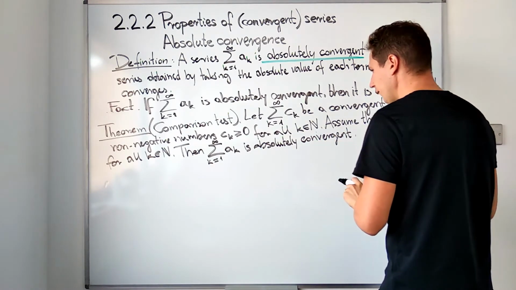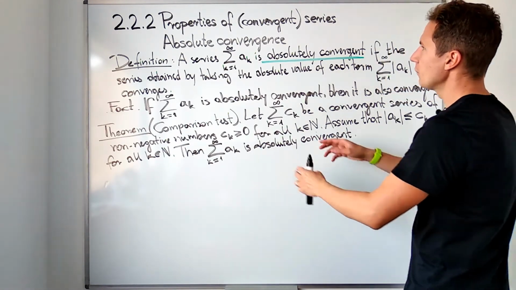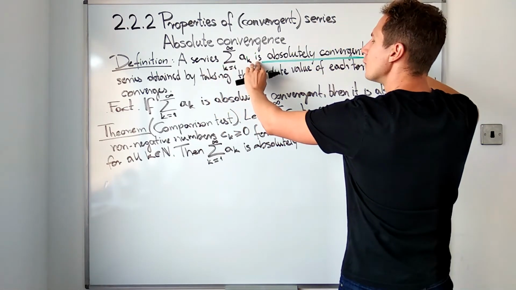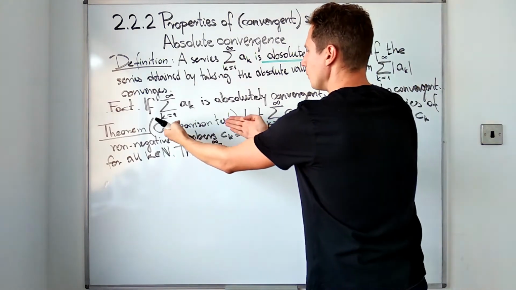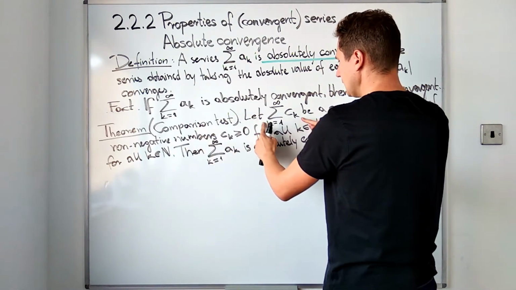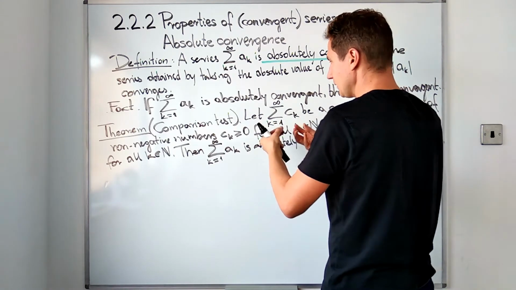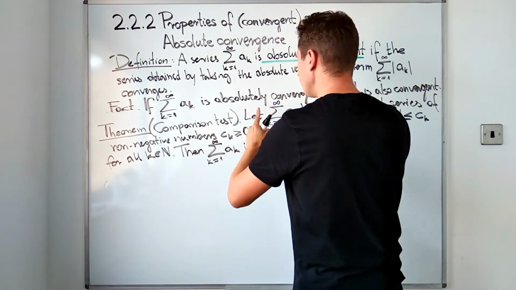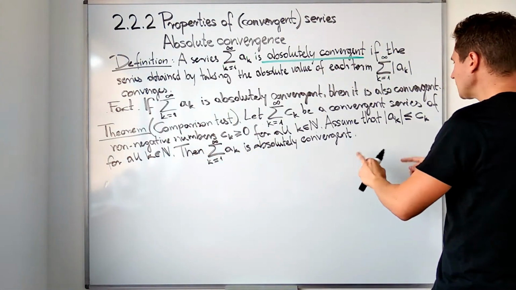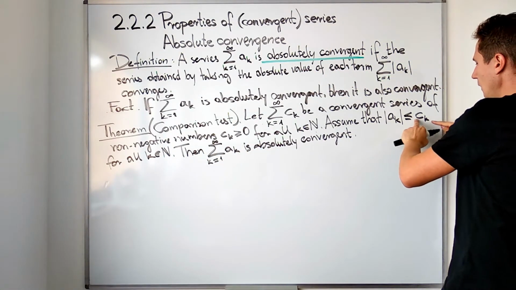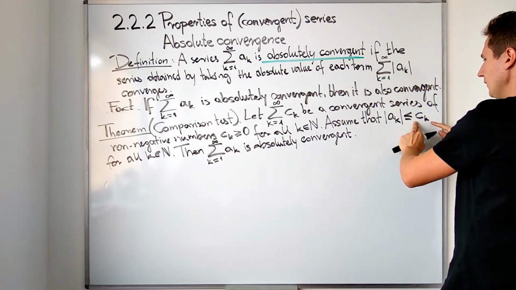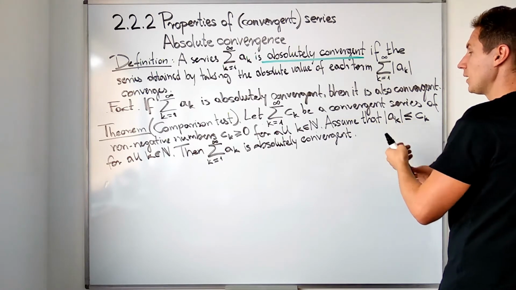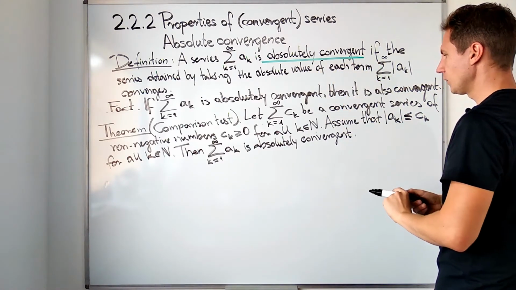So what we have here is that we are interested in this series and we want to establish that it is absolutely convergent. What we have in this comparison test is another series, a comparison series, for which we know that it converges with non-negative entries, and that each term in that comparison series is greater than or equal to the absolute value of each term in our original series.